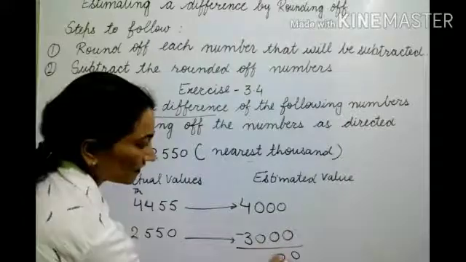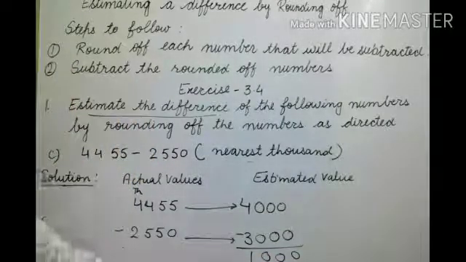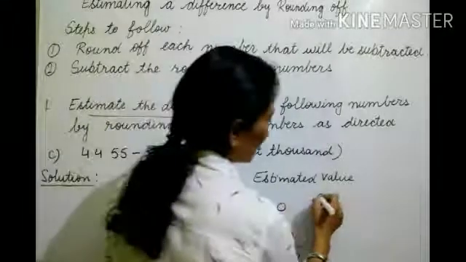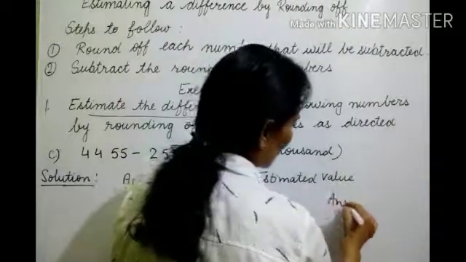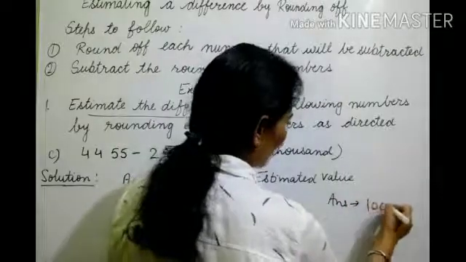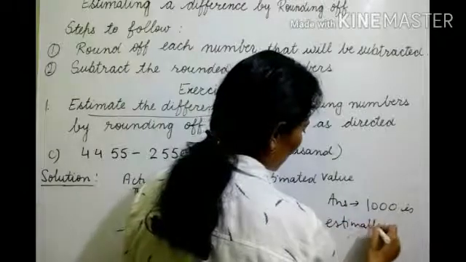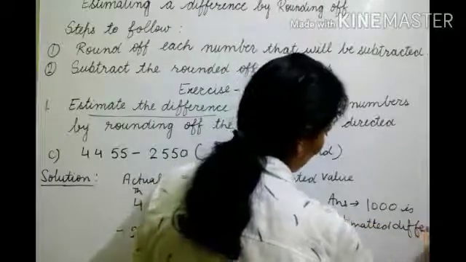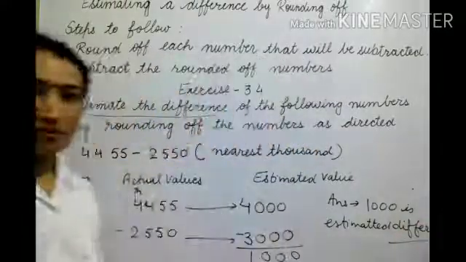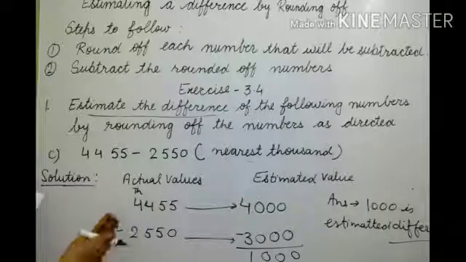Okay, now we are getting 1000 as the estimated difference. Clear? Or you can write the answer here also: 1000 is the estimated difference. In this way we solve our question number 1. Let's take one more part of question number 1.